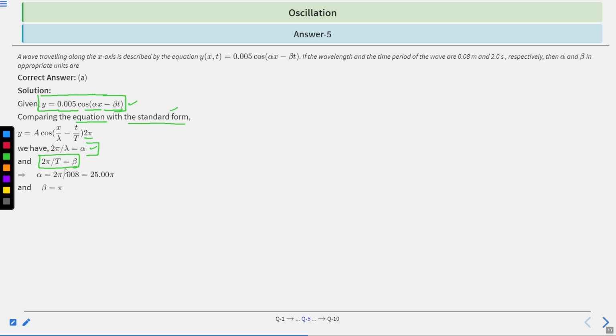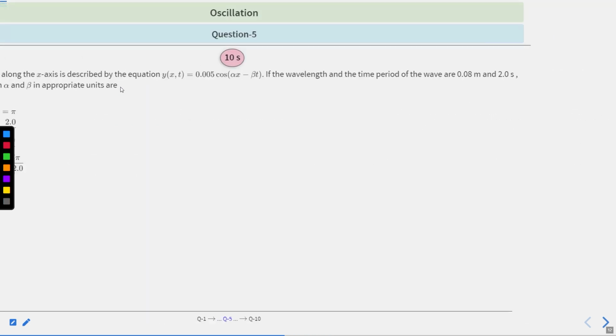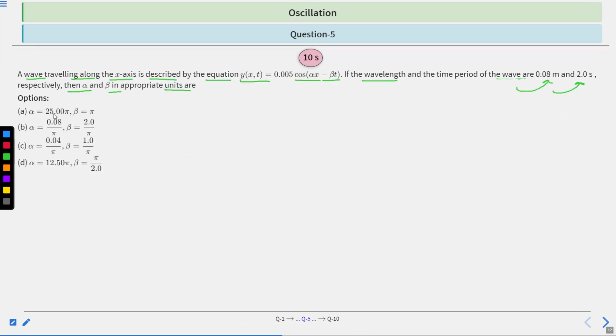So alpha is 2 pi divided by lambda, and the given value of lambda is 0.08. Putting it here, alpha equal to 2 pi divided by 0.08. After solving, it becomes 25 pi. And beta is pi. So the correct answer is A: alpha is 25 pi and beta is pi.